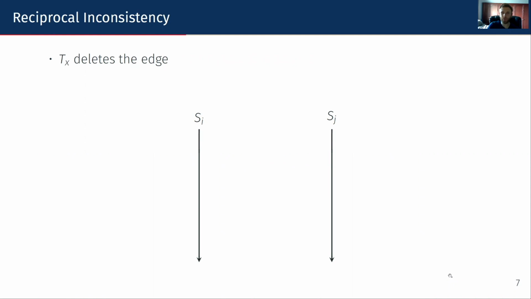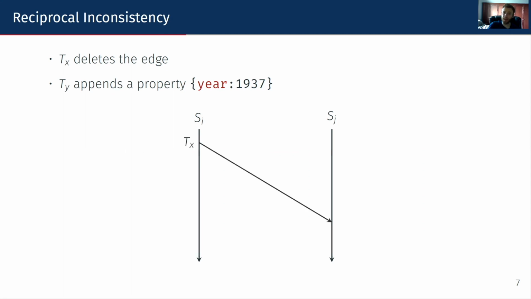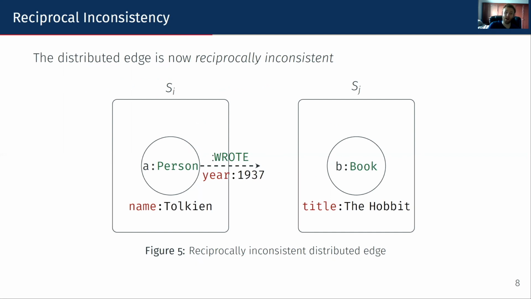Now we have two concurrent transactions, x and y. Transaction x deletes the wrote edge, and transaction y appends a property year to the edge. The order in which a transaction updates the reciprocal pointers of an edge is unconstrained. Therefore, it is possible that transaction x updates its first edge pointer at server i, and transaction y updates its first edge pointer at server j, making the following interleaving possible, which leaves the edge in a reciprocally inconsistent state, where a subsequent read of the edge from server i returns a different result than reading from server j.